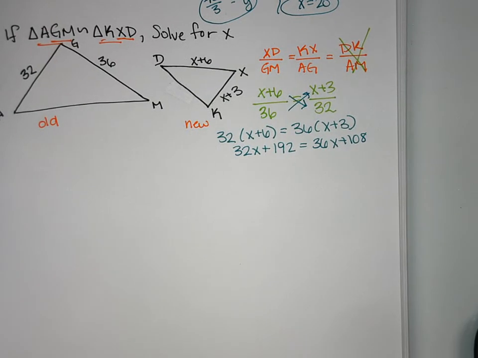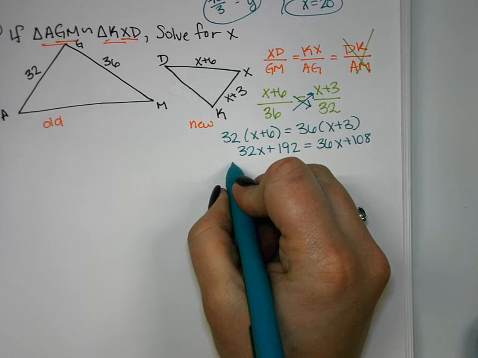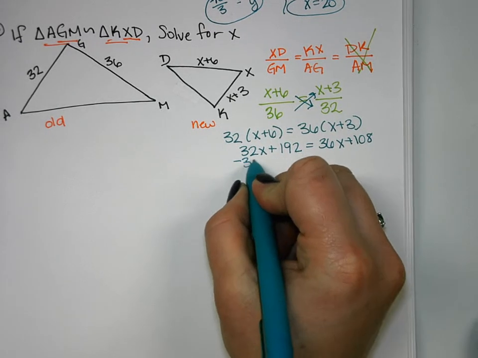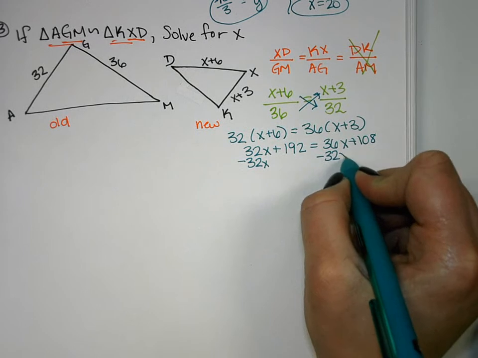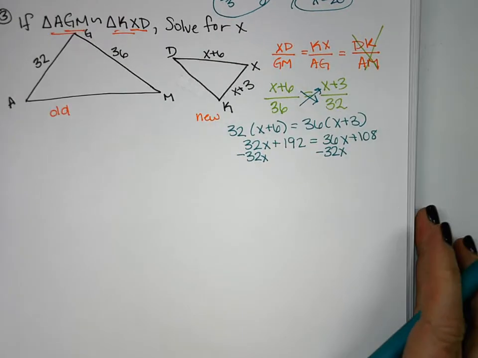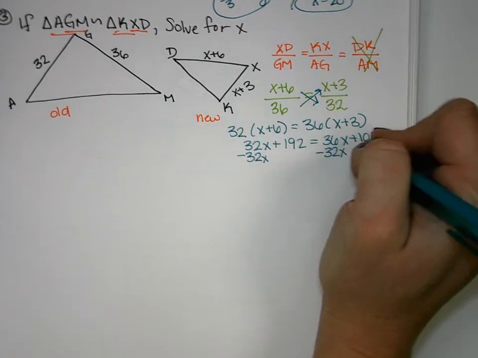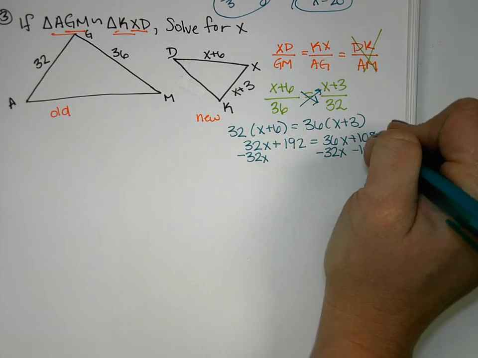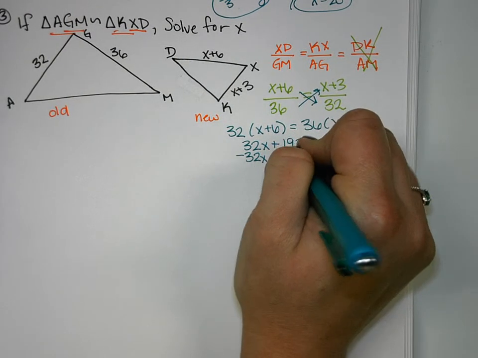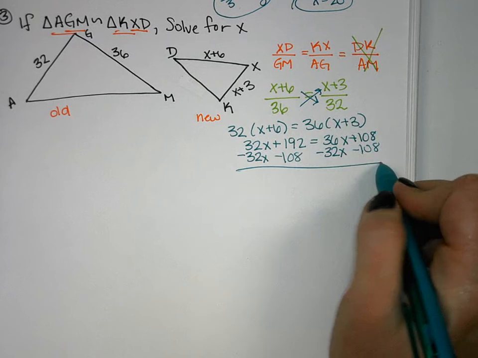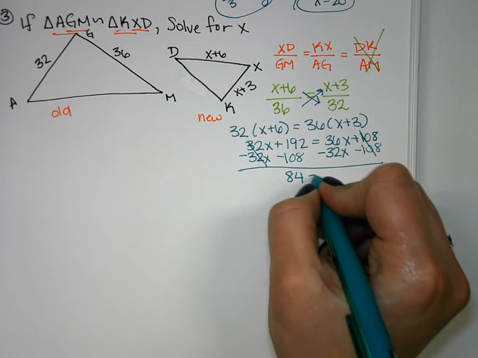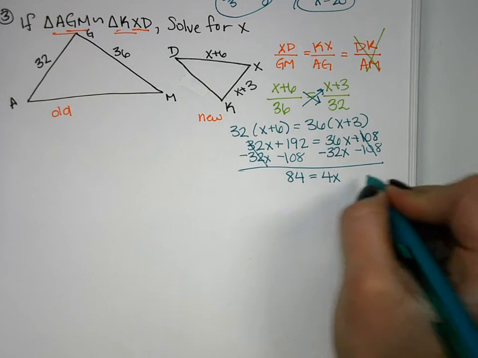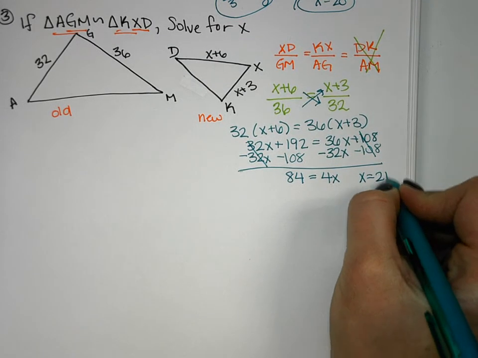I need to combine like terms on either side, so I'm going to move the 32x to the other side of the equation by subtracting it. Same thing with the 108. I'm going to move it to the other side of the equation by subtracting it. And we'll be left with 84 equals 4x. So x is equal to 21. And that would be your answer.